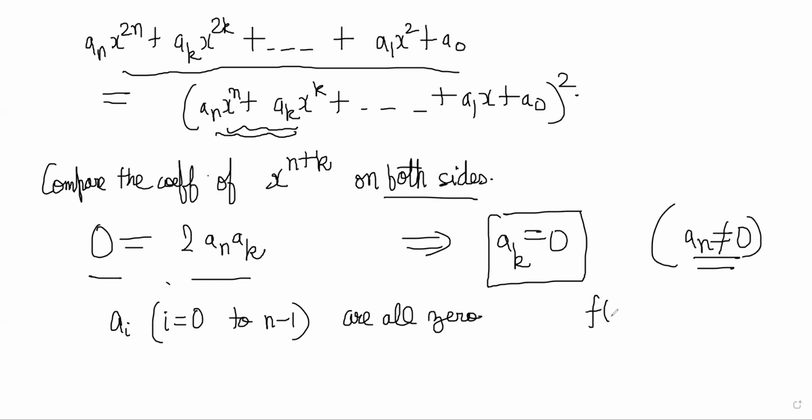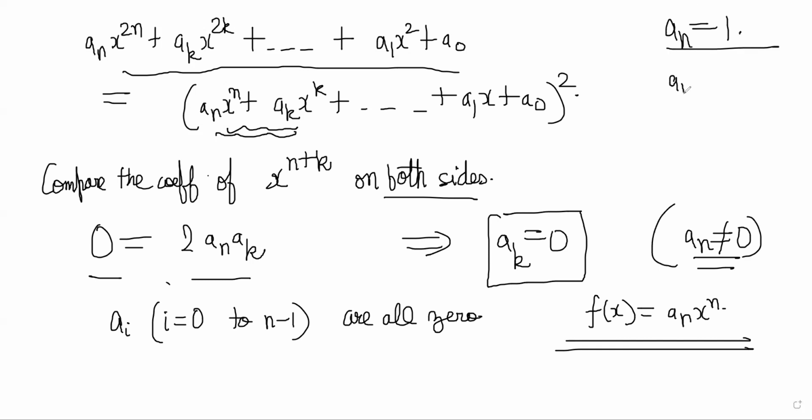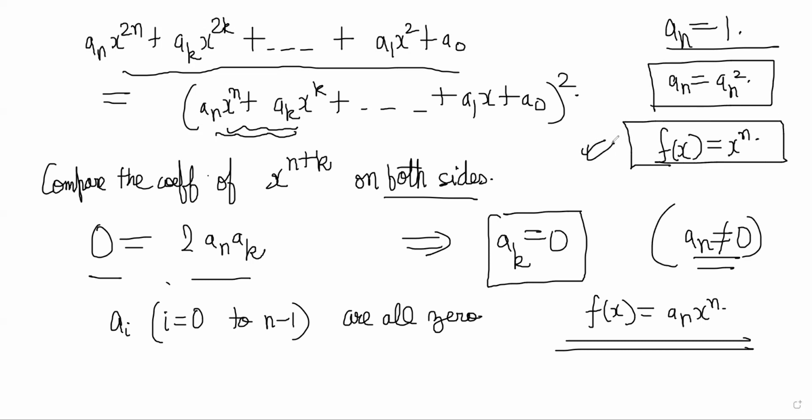So that means that our function will become simply a_n x^n. And now using the property again, we will derive that a_n must be 1. You will get something like a_n is equal to a_n squared. a_n must be 1 since a_n cannot be 0. So your answer is f(x) is equal to x^n. And that is the only possible function that satisfies this condition.